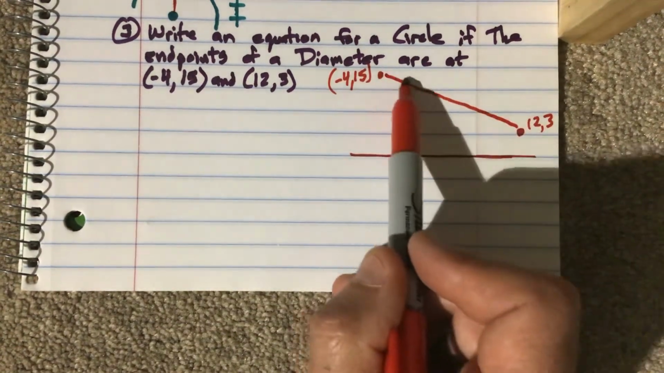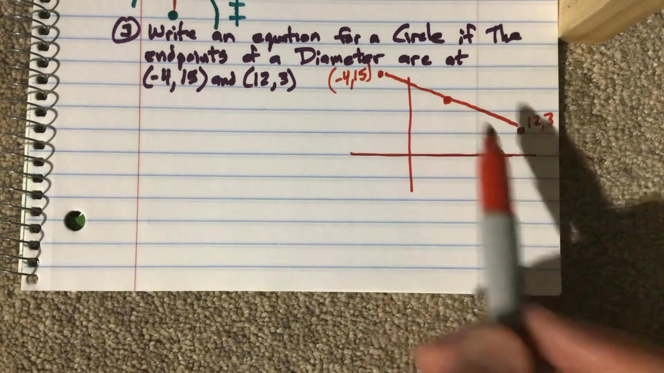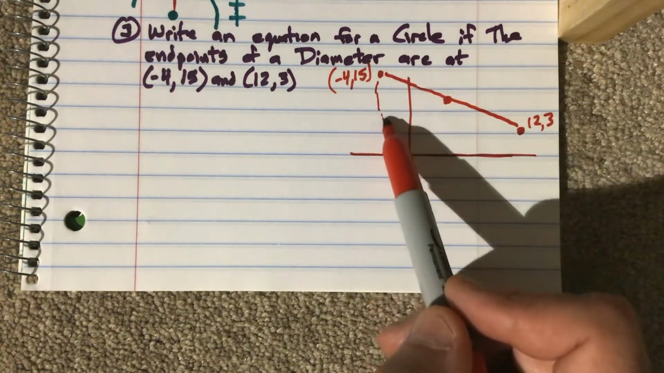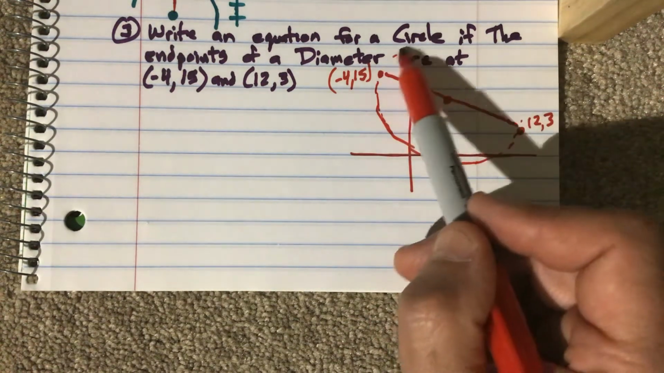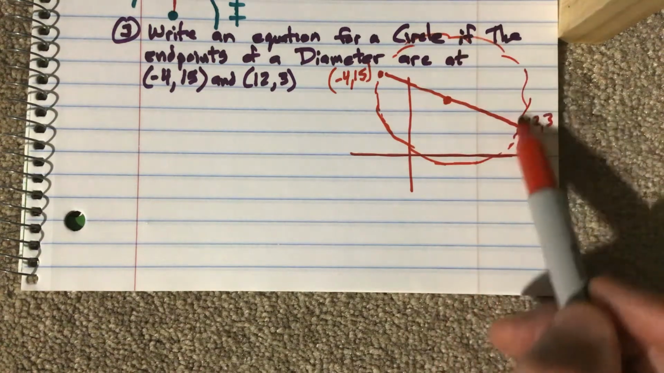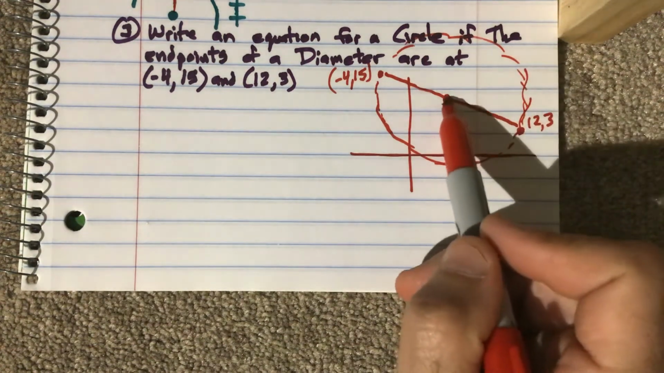A diameter cuts through a circle, right through the center of the circle. So somewhere around here is the center of the circle. And then again, the circle is doing something like this. It doesn't have to be a perfect circle, a pretty picture here, but that gives us an idea of what's going on. You don't have to sketch this every time, but so we know the diameter.